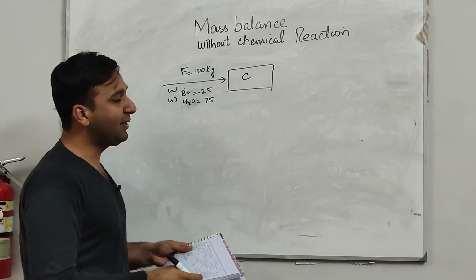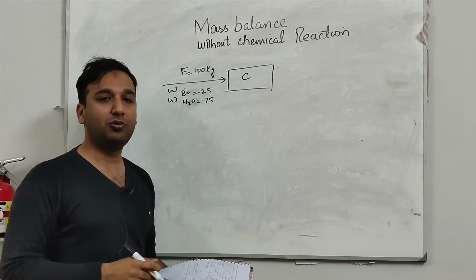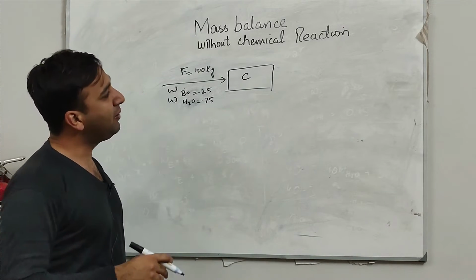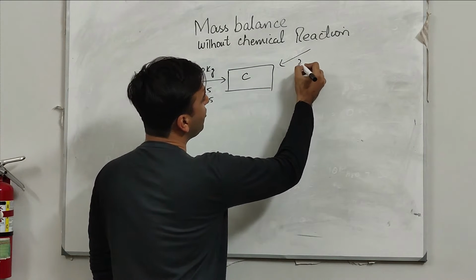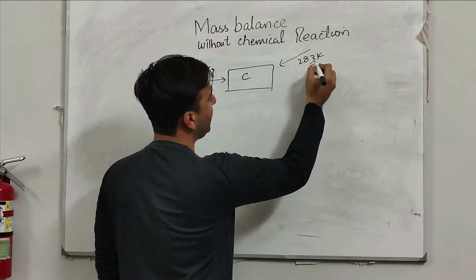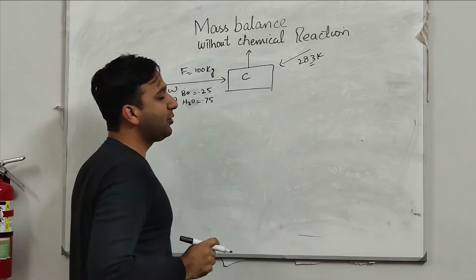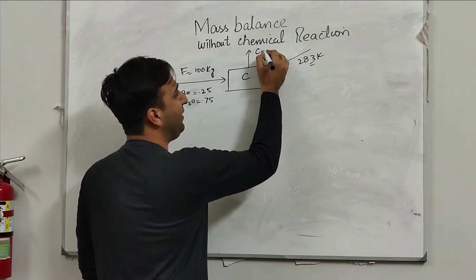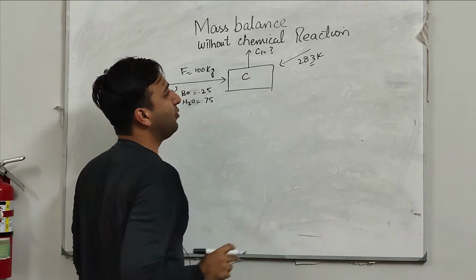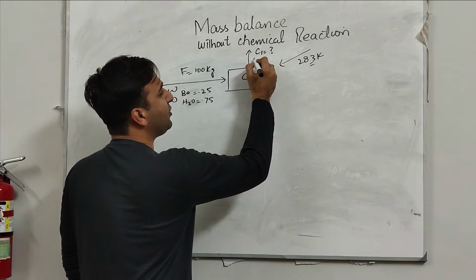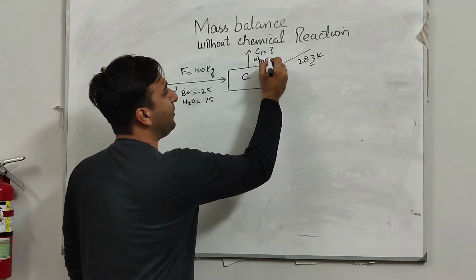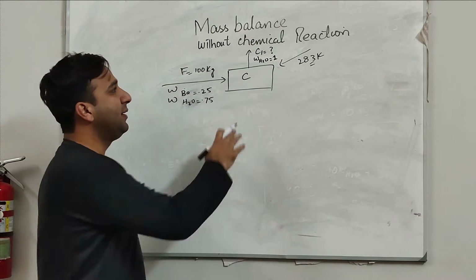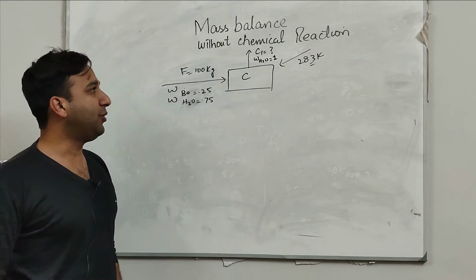Now in crystallization, what happens? We cool the solution, so after cooling, crystallization will happen. After cooling to 283 Kelvin, the problem says 10% of the total water evaporates. This stream I name as C1. I don't know its flow rate, and it consists of only water, because the question says that no barium nitrate is leaving with the water that is evaporating.